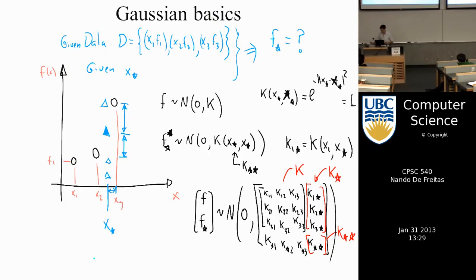And so in particular, using the theorem, f star is equal to k star transpose times big K inverse times the vector f. That's the mean of f star, which is the expectation of f star, which is mu star. That will be most likely this height here, mu star.